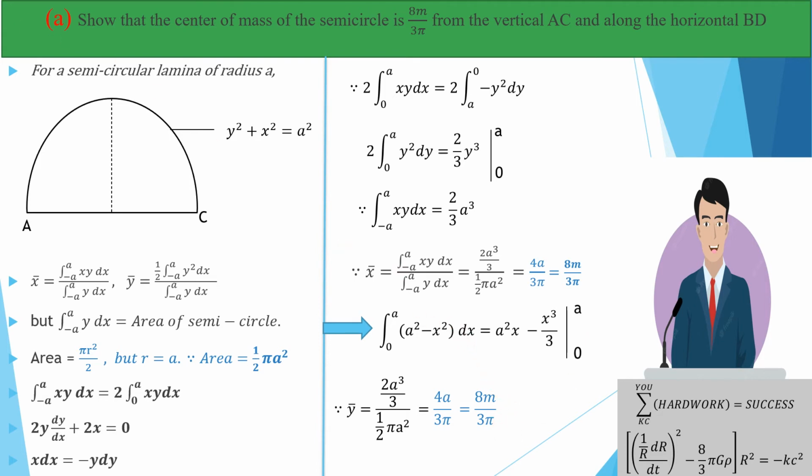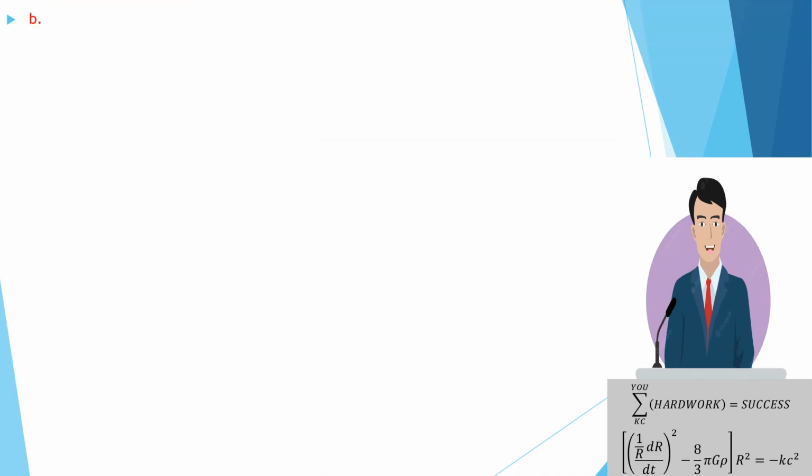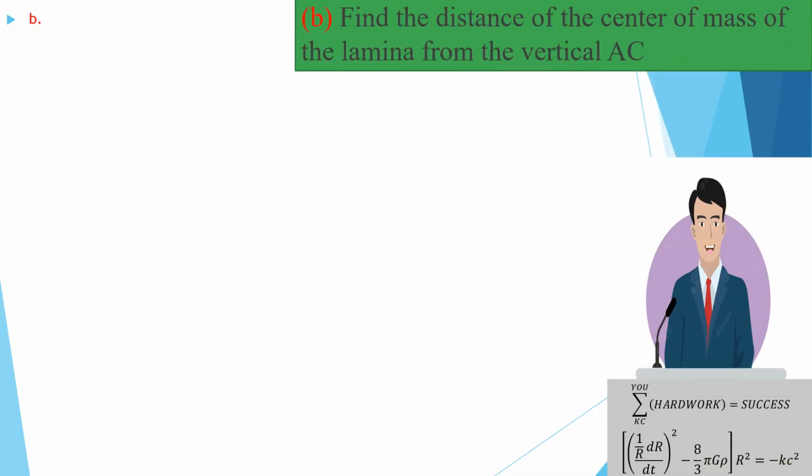So we can move over to the next part of the question. Alright, so the next part of the question says that we should find the distance of the center of mass of the lamina from the vertical AC. Whenever you are asked to find a distance of center of mass, it's a bit of a cliche in mass mechanics, center of gravity.